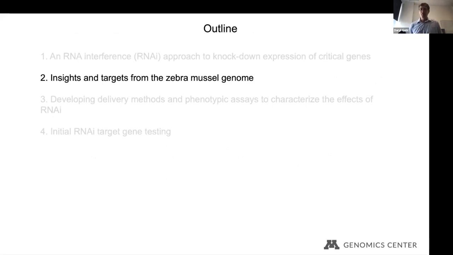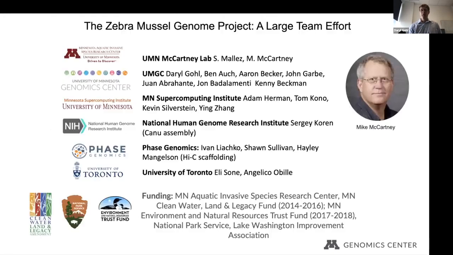So next I'm going to tell you about the target genes that we're currently looking at, and how we've gone about choosing them, using information from the zebra mussel genome. The Zebra Mussel Genome Project was initiated by Dr. Mike McCartney, and was a very large collaborative effort between a number of different groups here at the University of Minnesota, including scientists from MASERC, from the University of Minnesota Genomics Center, and from the Supercomputing Institute.